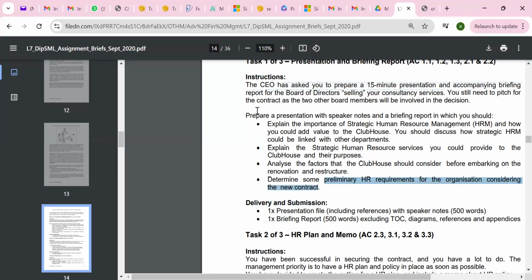So we can look at these points, and it is the 500 words. Of course, you can include in appendices, and you can include speaker notes if you want to present in the PowerPoint.